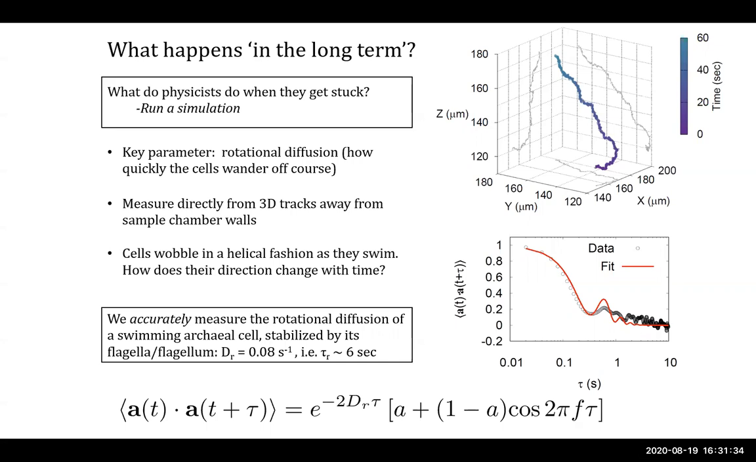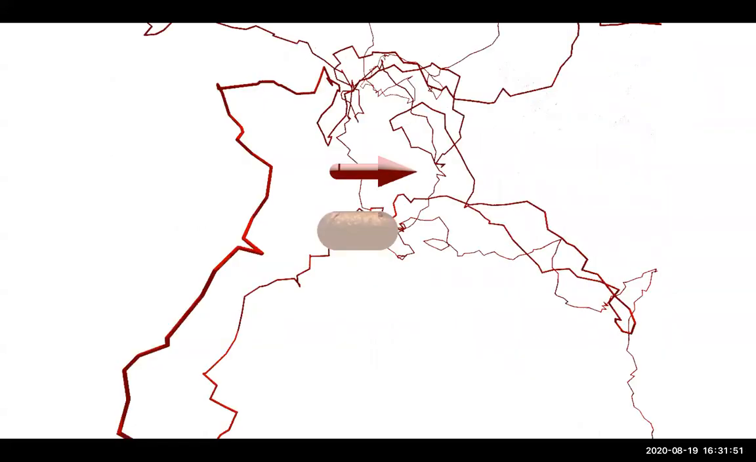So we find that the cells take about 6 seconds to wander off course. That's the characteristic rotational diffusion time, which tells us that the cells are stabilized by the flagellum or flagella at the back of the cell. They're stabilizing the cell against rotation due to Brownian motion. But we've got numbers there, so we can start to create simulations.